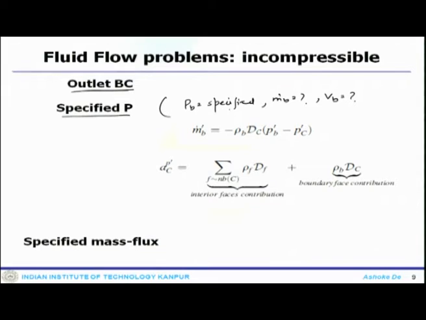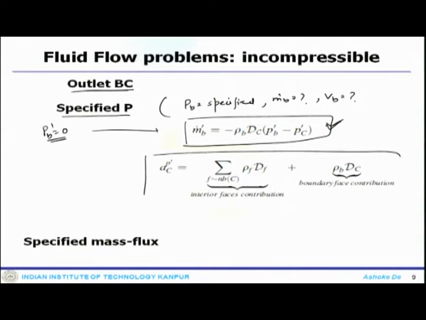So, for the specified pressure, the Pb prime is going to be 0 for no corrections, or from there one can calculate m dot b prime equals rho b dc into Pb prime minus Pc prime. So, using that you can calculate m dot b, and secondly the velocity direction could be needed, and then to take the direction of the Vb to that with the upwind case of the Vc, and then the correction coefficients will be modified like that.